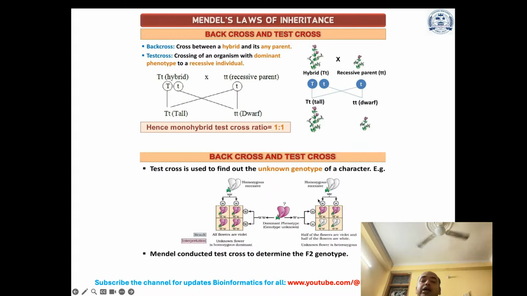And this is clearly shown here, how it looks like. Monohybrid test cross ratio here shows 1 is to 1. In backcross and test cross, you can see test cross is used to find out the unknown genotype of a character. Then Mendel conducted test cross to determine the second filial generation.